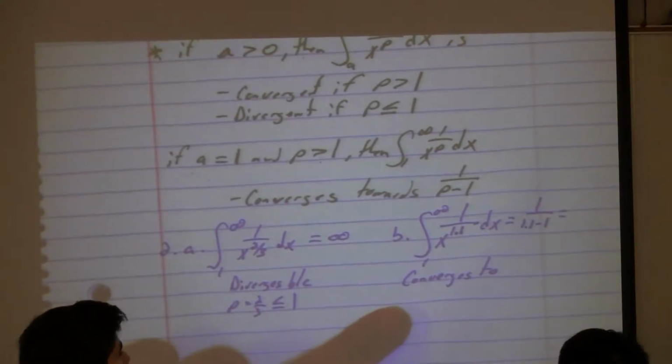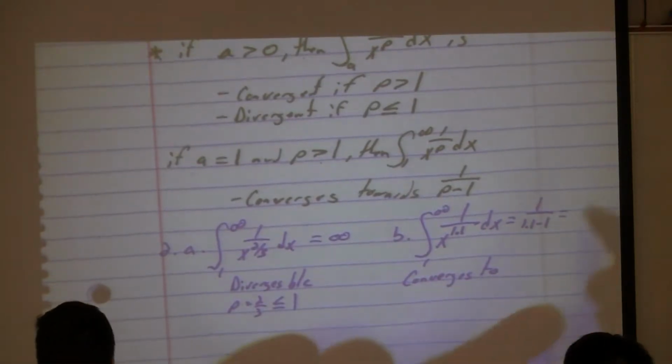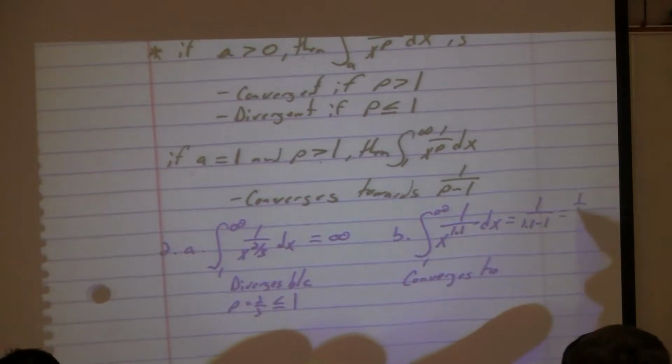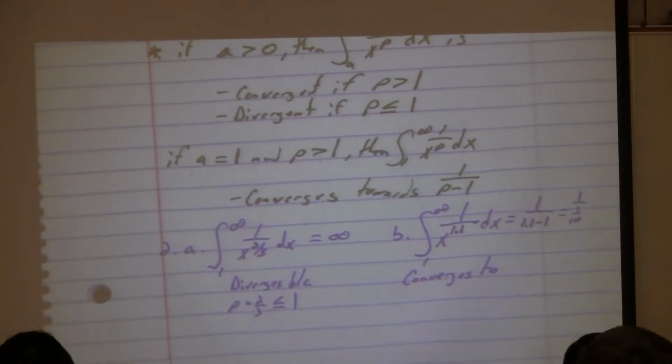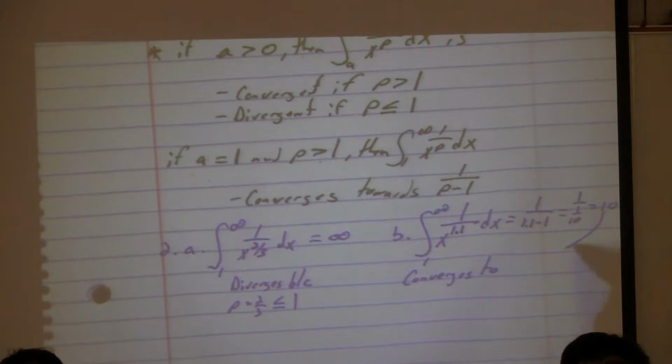0.1, right? What's 0.1 as a fraction? 1 over 10, so we get the reciprocal of that, which is 10. So it converges to 10. Easy?